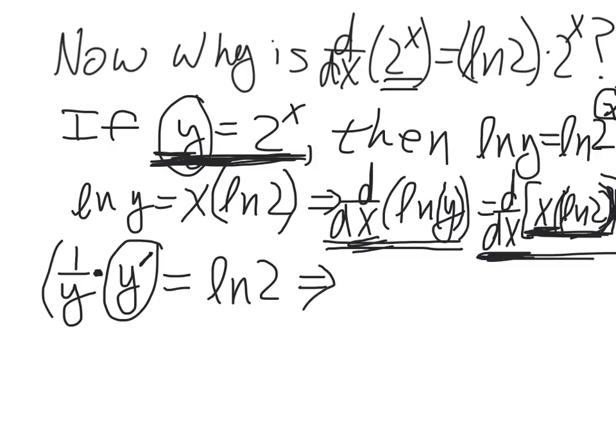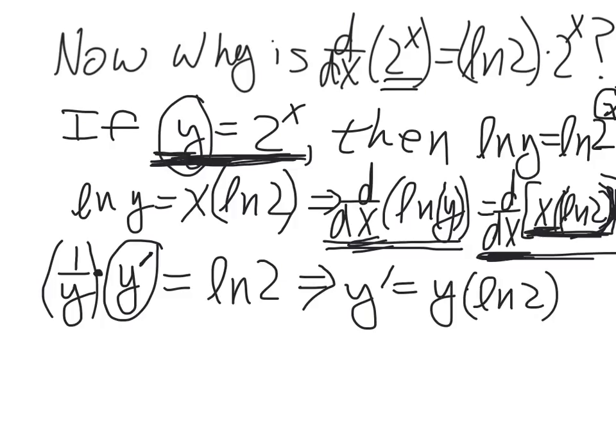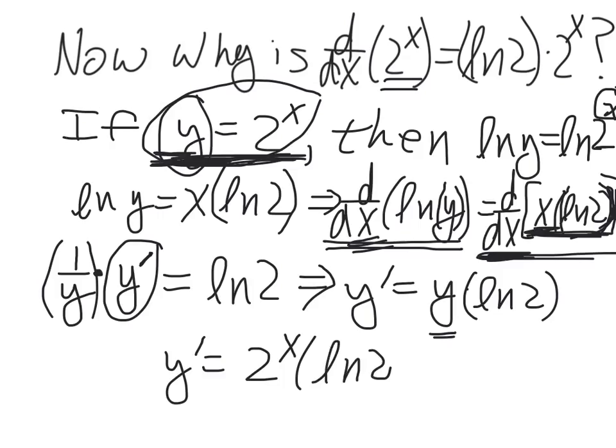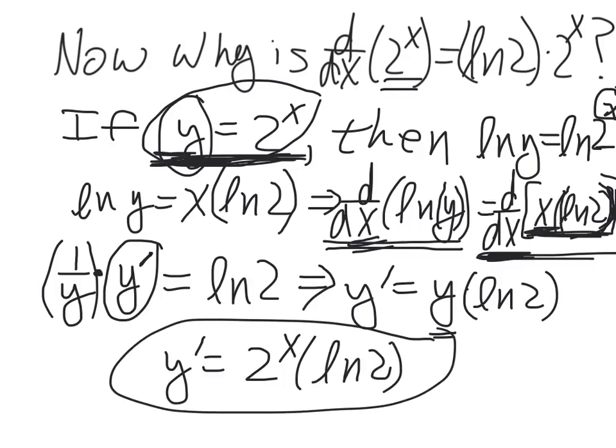Well, how do we solve for y primed? We need to get this part to the other side. So if we multiply both sides by y, we end up with this. Well, what was y? From the very beginning we said y is going to be 2 to the x, so we can say y primed equals y times the natural log of 2. So that is where this natural log of 2 comes from.